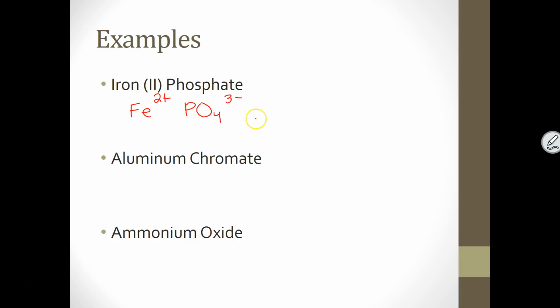So if I crisscross my charges, 3 comes down here for the iron, and the 2 goes down there for the phosphate. So if I rewrite that, I'm going to write iron needs 3 of them. Now, since there's multiple polyatomic ions that I need, I'm going to go ahead and put this polyatomic ion phosphate in parentheses. That way, it doesn't get confusing when I say that we need 2 of them. And so that would be the way we would write iron 2 phosphate.